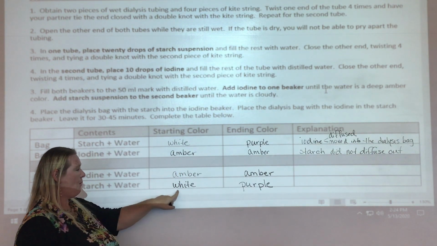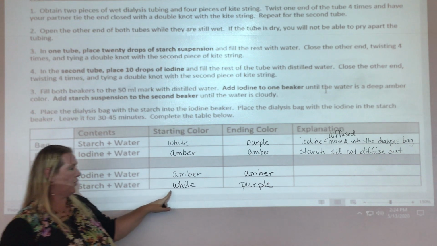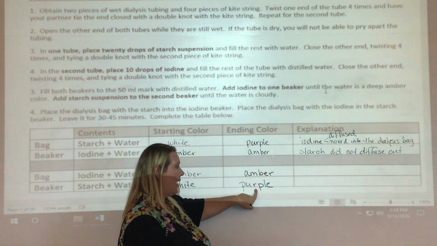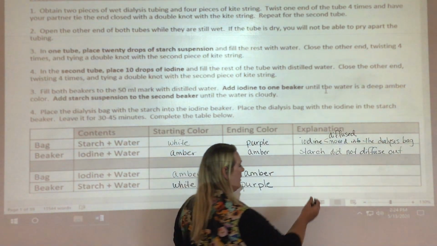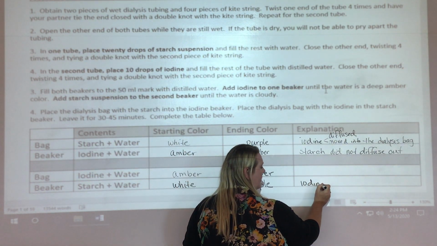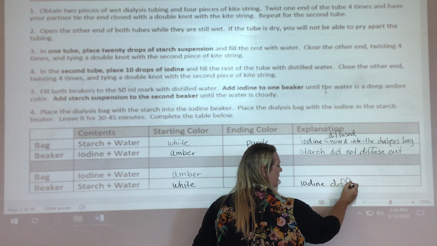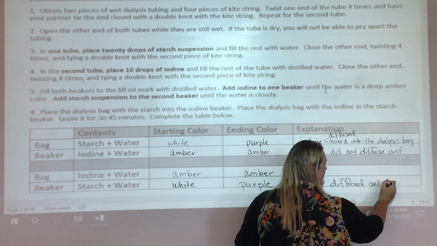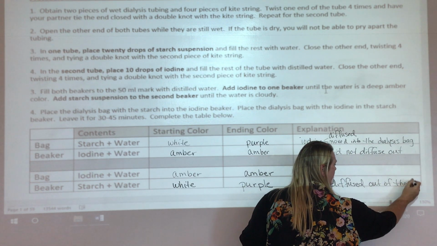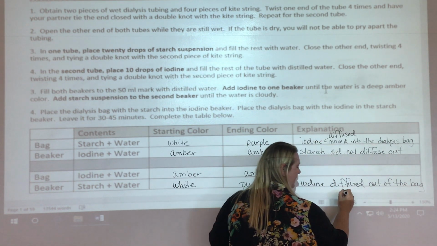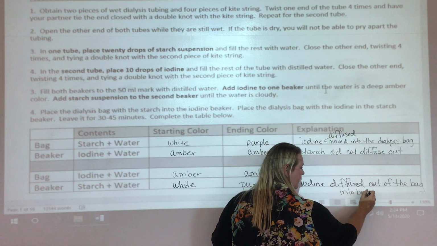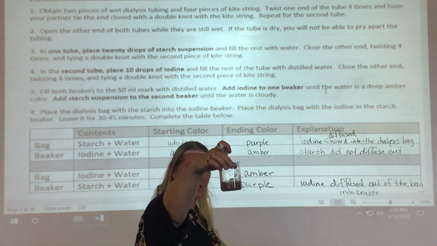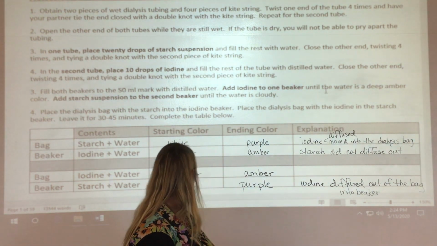So it's kind of the same idea here. It started out white, the starch was in the beaker, and then it came into contact with iodine and had a color change to purple. So iodine diffused out of the bag into the beaker, and changed that liquid to purple.